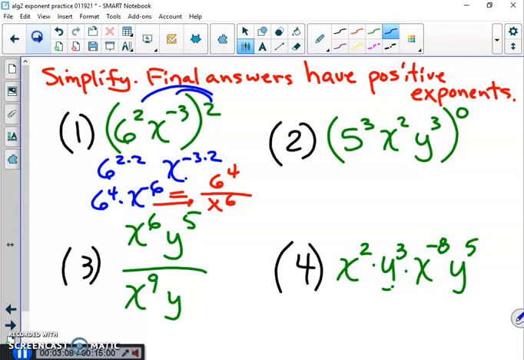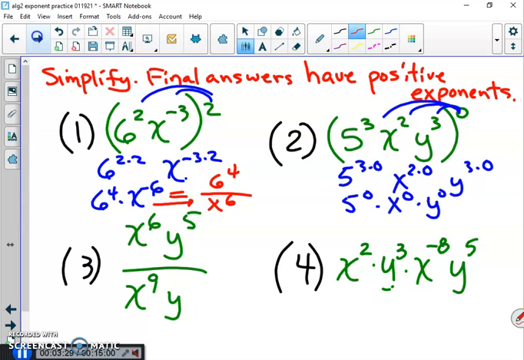In problem number 2, it's another power rule. So we're multiplying again. So we're going to have 5 times 3 times 0, x times 2 times 0, y times 3 times 0. So we end up with this 5 to the 0, x to the 0, and y to the 0. Because we have something raised to the 0 power, that means all of those become 1. So the final answer to this problem is 1, because basically you're multiplying 1 times 1 times 1.